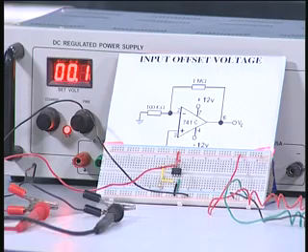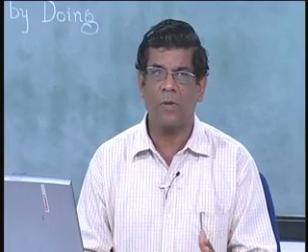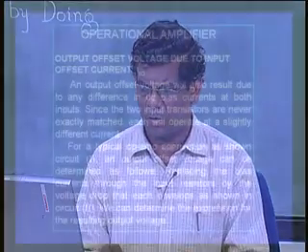So, you saw how the input offset voltage can be measured in the laboratory for a given configuration by actually constructing an amplifier, measuring the output voltage, and then dividing by the gain. You will be able to evaluate the input offset voltage. You can verify whatever value you get with the value given by the manufacturer in the data manual.